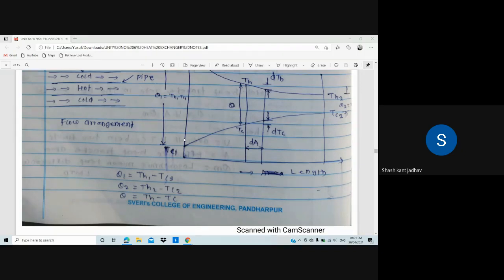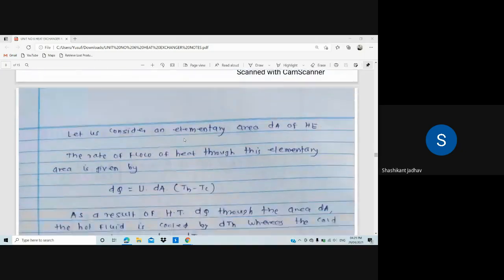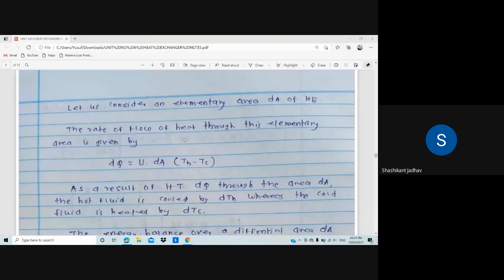Okay, so this is parallel flow exchanger. आपल्याला parallel flow साठी analysis equation find out करायचं आहे. Okay, so we have to find out the equation for a small area, तर small area साठी आपल्याला equation मिळेल.